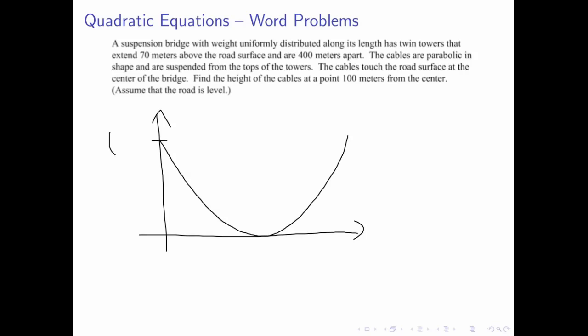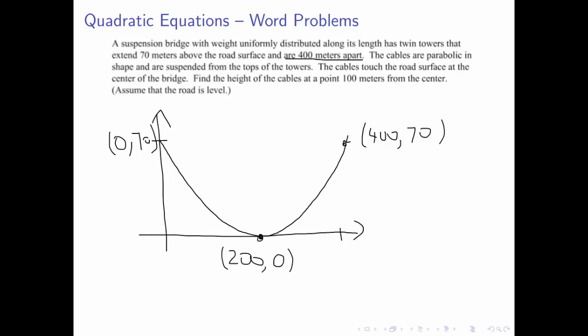So I expect the picture is going to look something like that. This point is (0, 70). There's a point over here that also has a y-coordinate of 70, but its x-coordinate is all the way over. They tell us that the towers are 400 meters apart, so 400 meters over, I also am at height 70. And then because of symmetry, I know that the vertex of the parabola will be halfway between the two. So the x-coordinate of the vertex will be 200, and we chose to draw it so that it actually touched the x-axis, so the y-coordinate is 0.